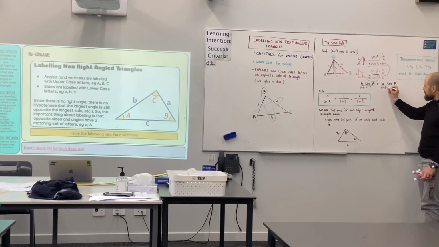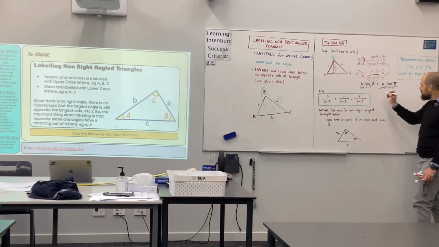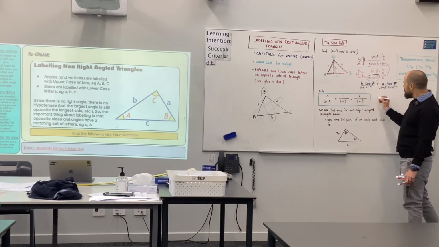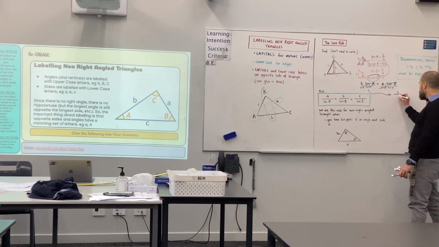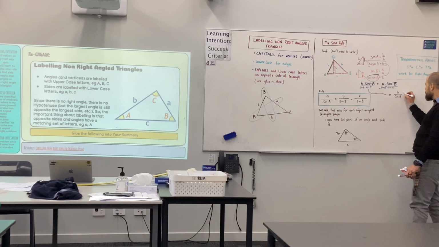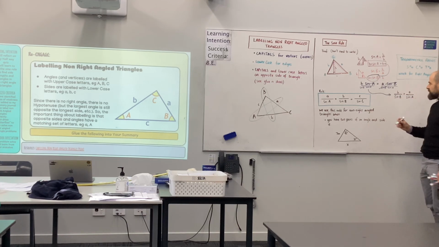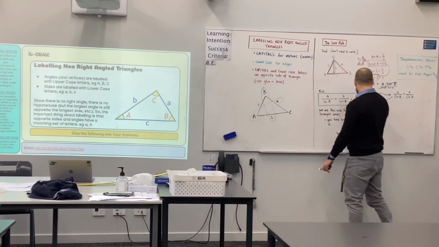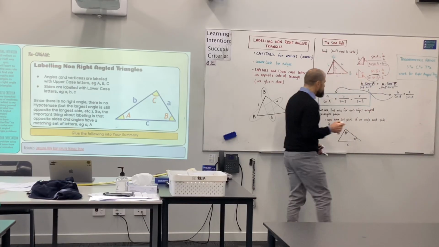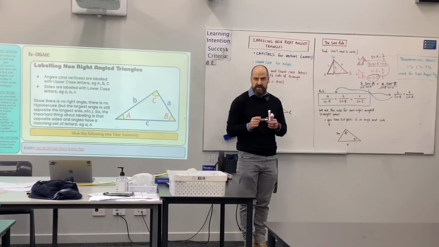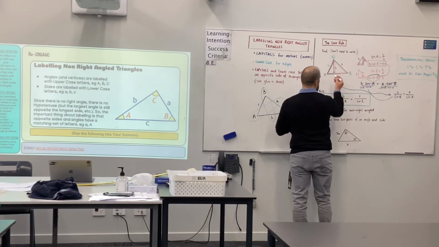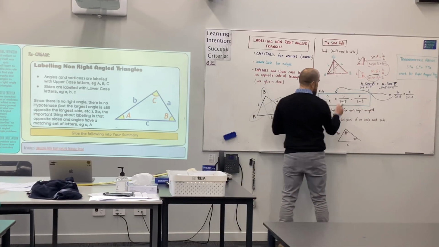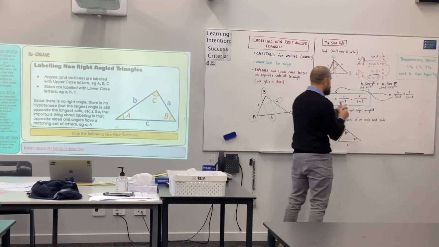Why would I do that? Because they cancel out, and I'm left with B over sine B is equal to A over sine A, which is this part of the sine rule. Now we can do the same thing and split my triangle up this way, and I get the other parts of it as well.